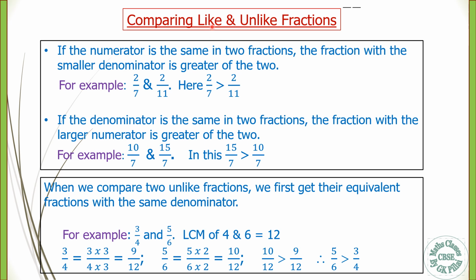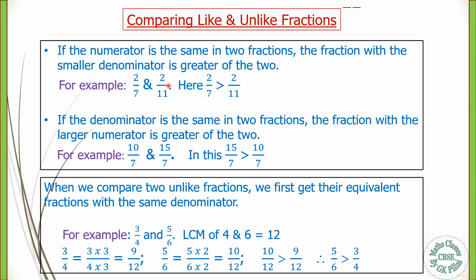Here, comparing like and unlike fractions. You can see the two examples given here: 2 by 7 and 2 by 11. The numerators are same. Here 10 by 7 and 15 by 7, the denominators are same. So how will it turn out when you are comparing these two? If the numerator is the same in two fractions, then the fraction with the smaller denominator is greater of the two. So 2 by 7 is greater than 2 by 11.